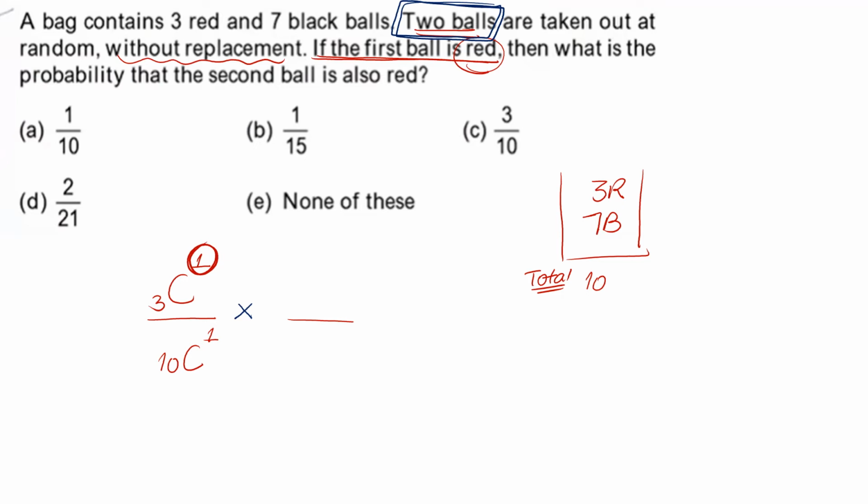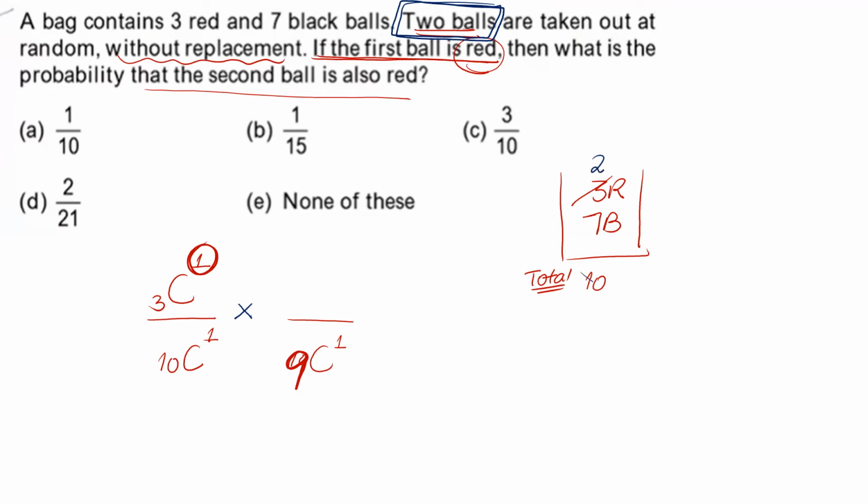Now, what is the probability that the second ball is also red? So again you will write 10C1, because you are doing it without replacement. It means you will have 9C1. Why 9C1? Because I have already taken out 1 red. So it means in my bag there are 2 reds.